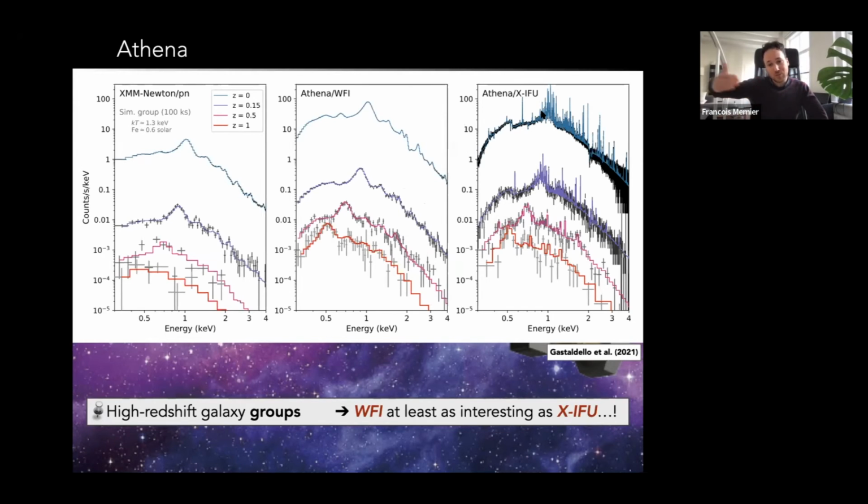Of course, if you look at higher and higher redshift, your signal becomes less and less strong, and at some point you will be forced to rebin your spectra, so you will be forced to decrease your spectral resolution. For high redshift groups, so for redshift 1 here, you see that the spectral information you have with XIFU becomes very comparable with the spectral information you have with WFI. So both instruments will do an equally good job there. But of course, with WFI, your field of view is much bigger, right? So you can hope to probe different groups at the same time. So it's also very important for WFI science.